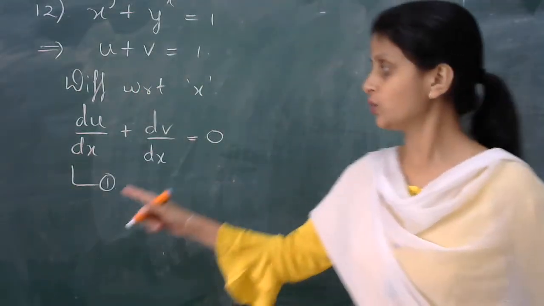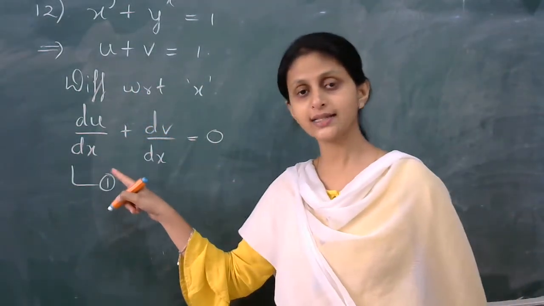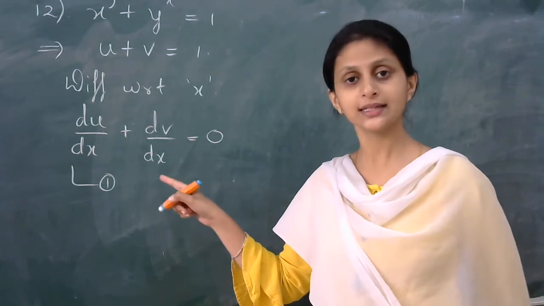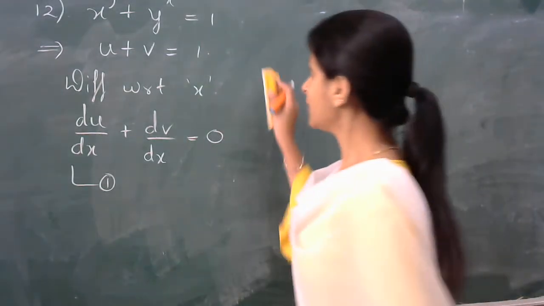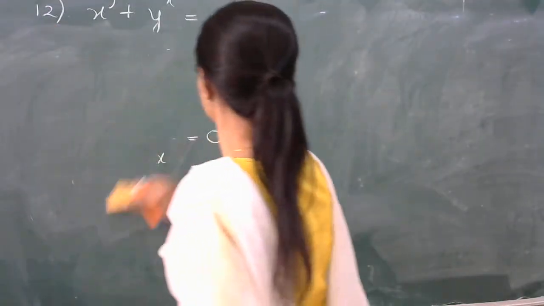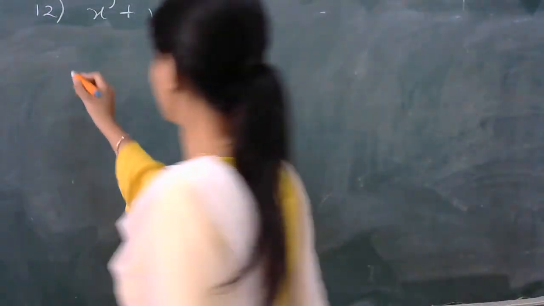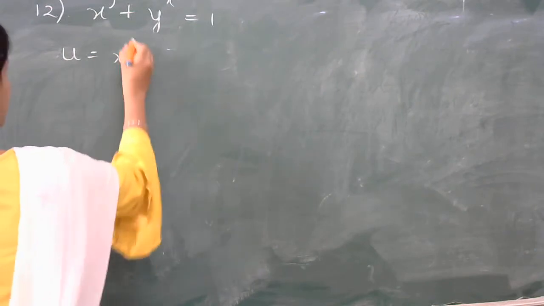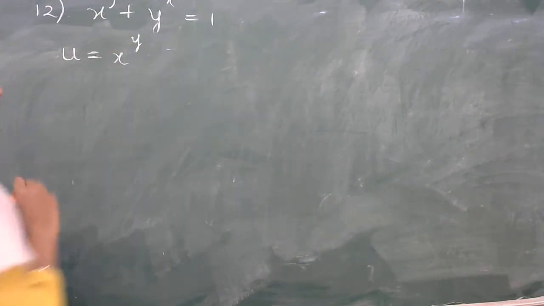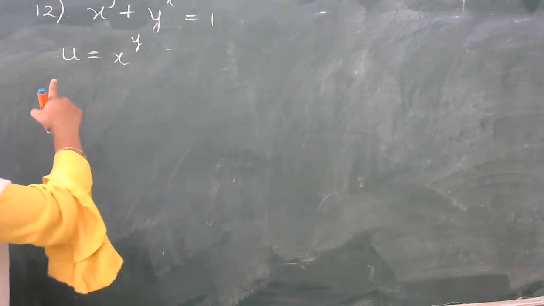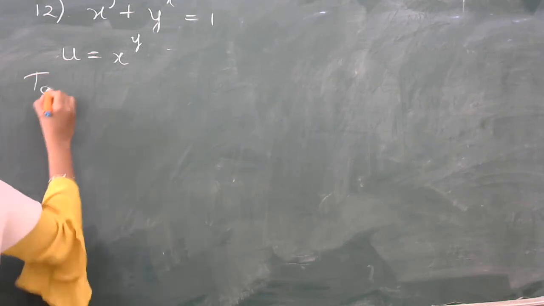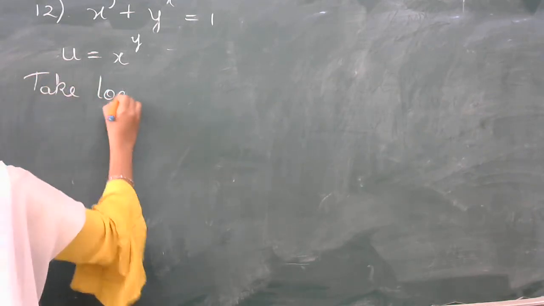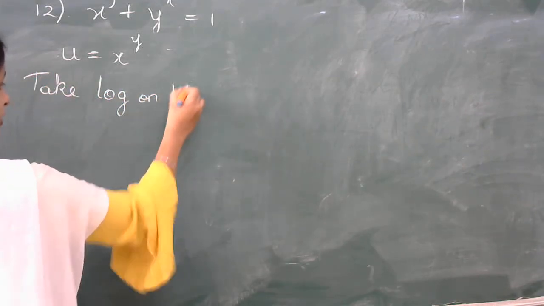Now what we have to do? We have to find what is du by dx, we have to find what is dv by dx, and then we have to substitute in equation 1. So let us do that. Now what is u? u is nothing but x to the power y, right? So we have to find du by dx. Again, what we have to do? Take log on both sides.